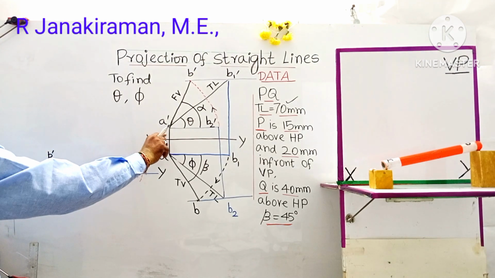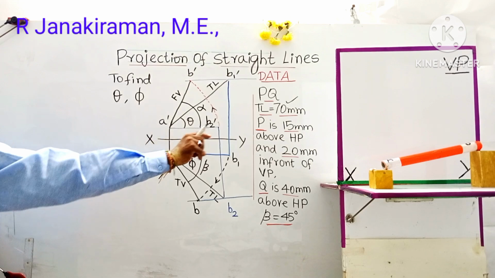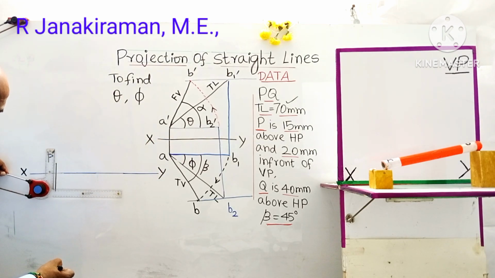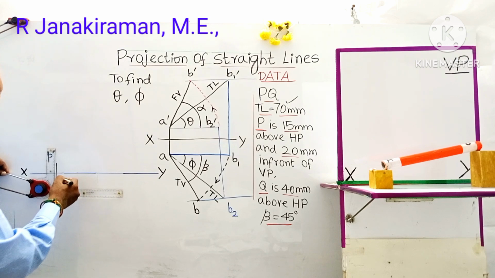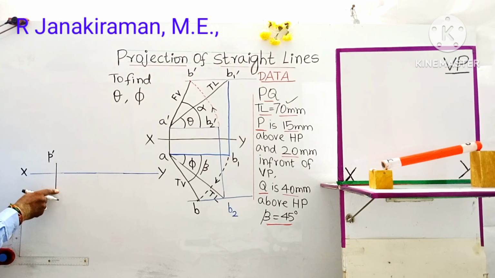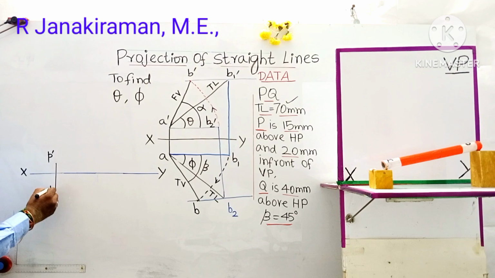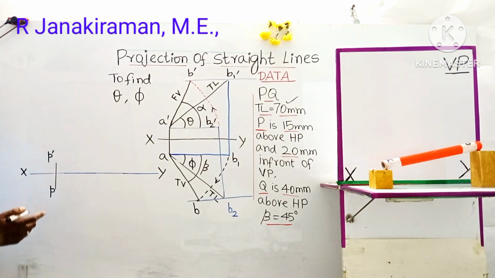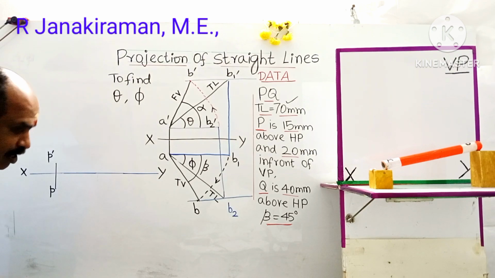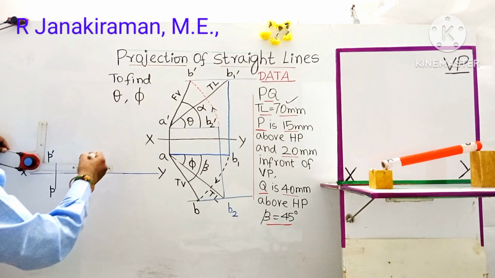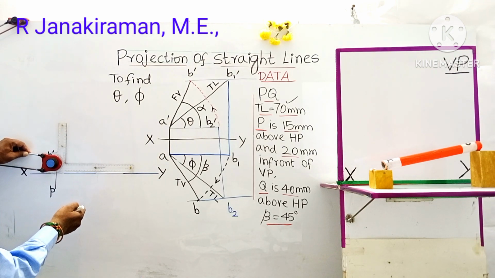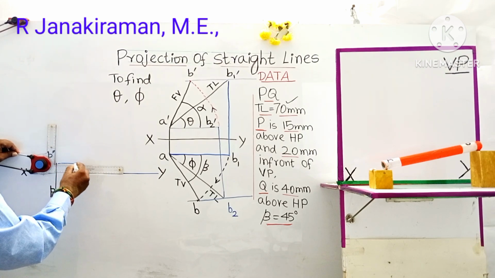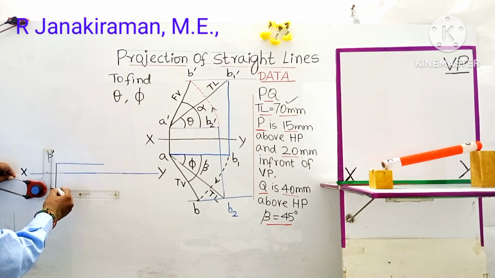Similarly, in front of VP, this distance is given as 20 mm. That will come below the XY line. Okay, remaining length you can erase it. So this point shall be marked as P in the top view. Top view diagram will come below the XY line, front view will come above the XY line. Okay, draw a horizontal locus line passing through point A dash, similarly here P dash. Similarly, a horizontal locus line passing through P.